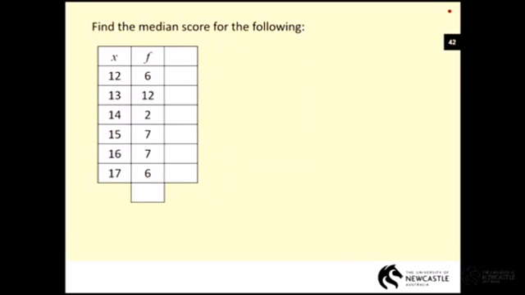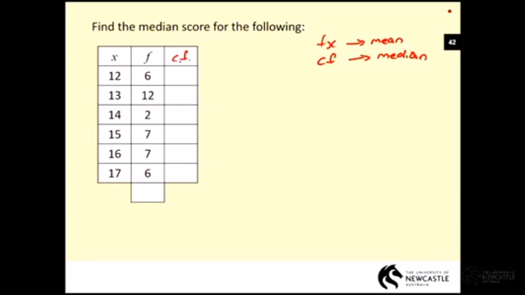Now, again, we said before the FX column is for mean. The CF column is only for median. So if you're ever asked to fill in a column, FX is only if we're discussing mean, which we're not in this question. The CF column is only if we're discussing median, which we are in this question. So I'm going to do a CF column.